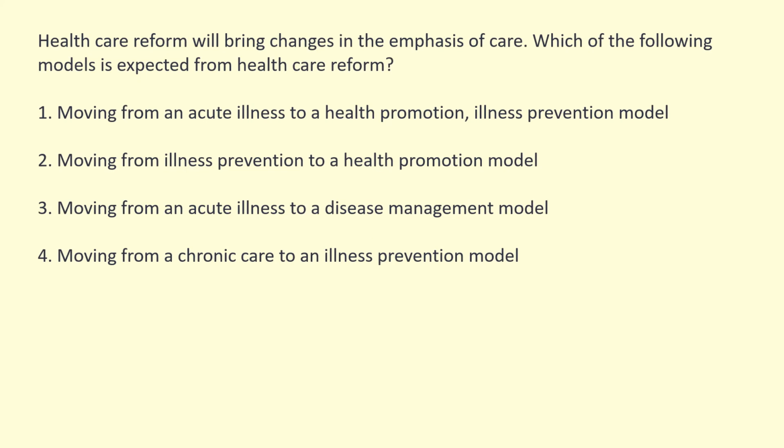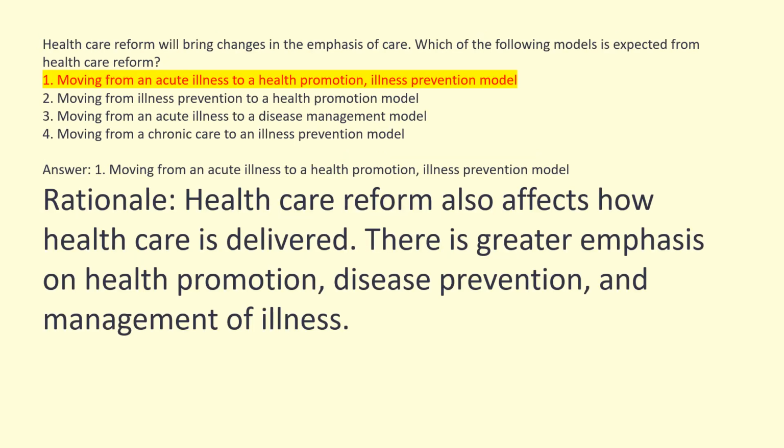Healthcare reform will bring changes in the emphasis of care. Which of the following models is expected from healthcare reform? 1. Moving from an acute illness to a health promotion, illness prevention model. 2. Moving from illness prevention to a health promotion model. 3. Moving from an acute illness to a disease management model. 4. Moving from a chronic care to an illness prevention model. Answer 1. Moving from an acute illness to a health promotion, illness prevention model. Rationale: healthcare reform also affects how healthcare is delivered. There is greater emphasis on health promotion, disease prevention, and management of illness.